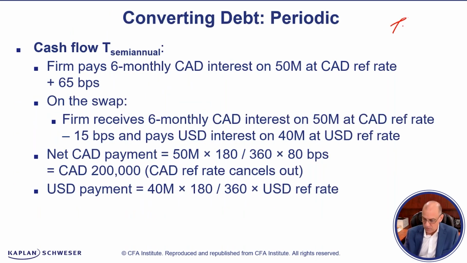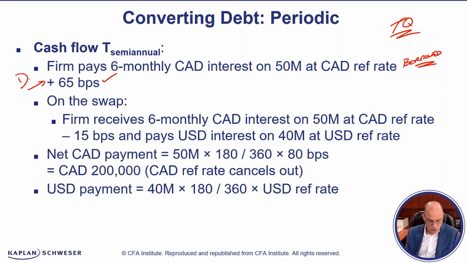I think this sets itself up for an excellent multiple choice test question. So the firm will pay our 6-month CAD interest on the 50 million at the reference rate plus 65 bips. And you would say, well, where did that come from again, Jim? Well, remember, our Canadian firm borrowed the money. That was originally what happened. And all we're doing is exchanging notional principals. We're not really exchanging a loan per se. So we still are on the hook for paying the interest on the loan, which is right there. That's piece number 1.